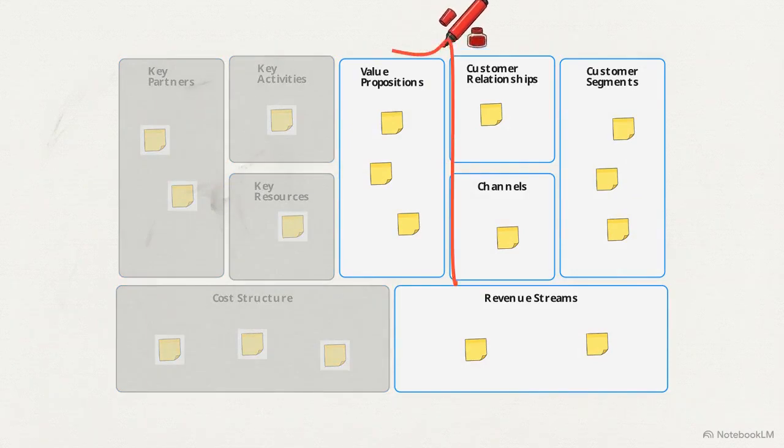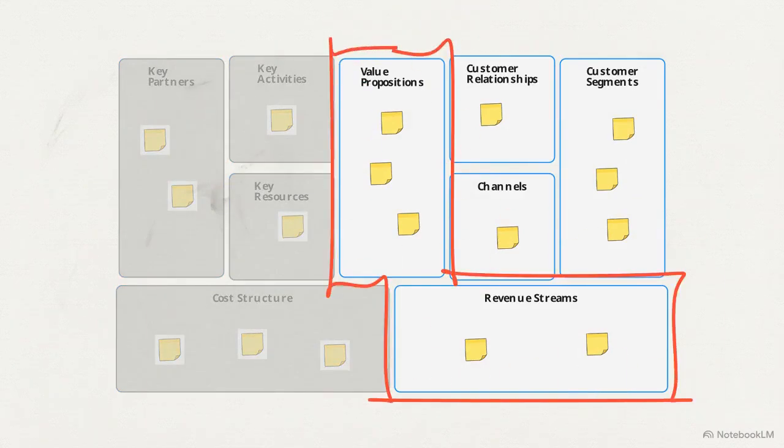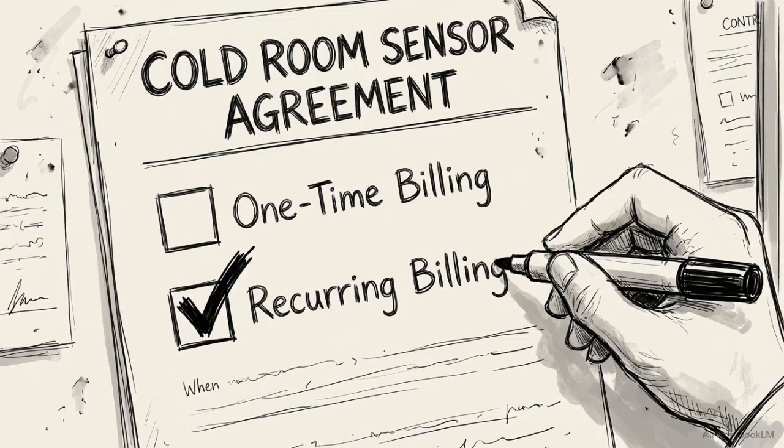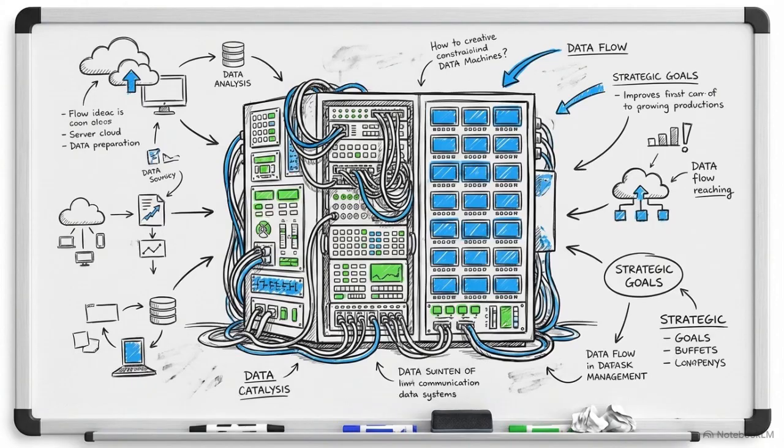Scan the right side of your canvas for your riskiest assumption, the one belief that, if proven wrong, causes the entire business model to collapse. For example, if selling smart cold room sensors, the riskiest assumption is that managers will pay a monthly subscription rather than a one-time purchase. Step 2 is designing the test.